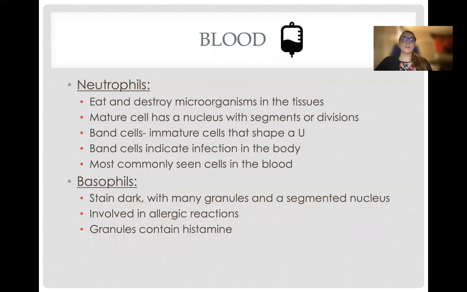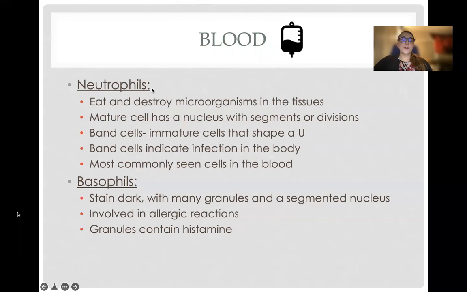So to break it down a little bit further, we have our neutrophils. These are going to eat and destroy the microorganisms in the tissues. Now, the mature cells with the neutrophils are going to contain a nucleus that has segments, or what we would call divisions. Nucleus, that's going to be the center of the cell.